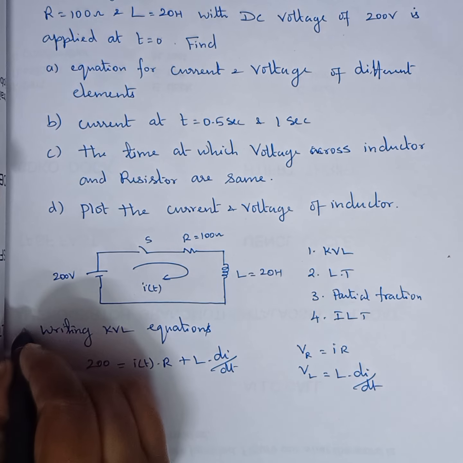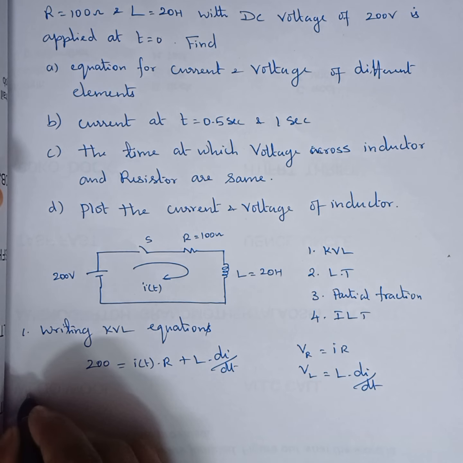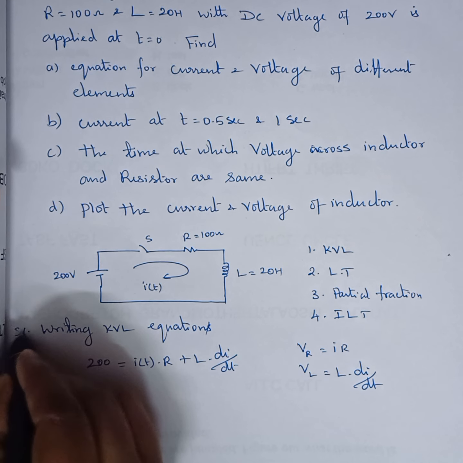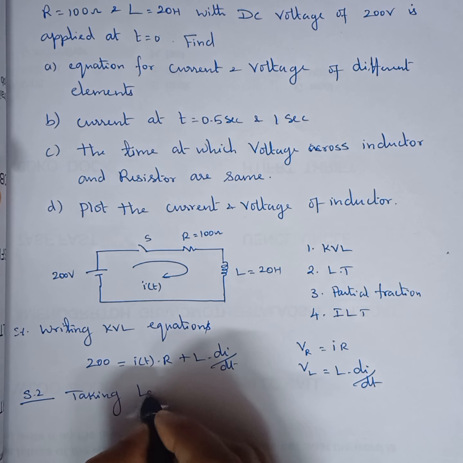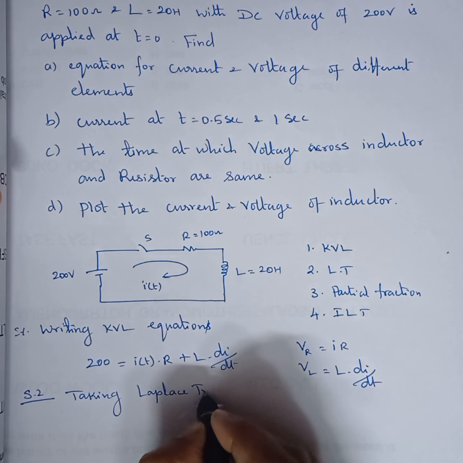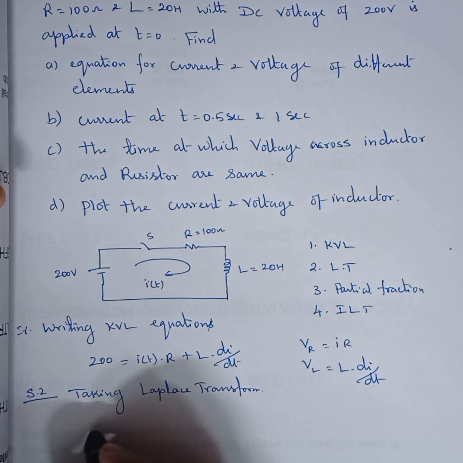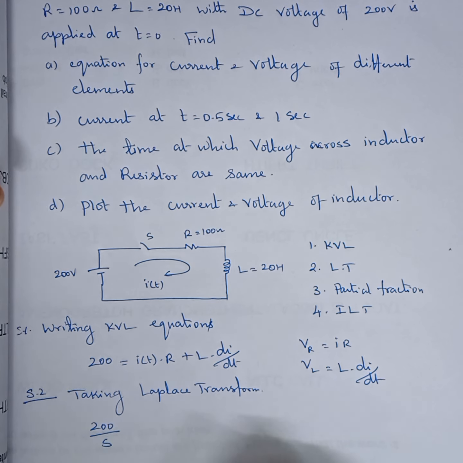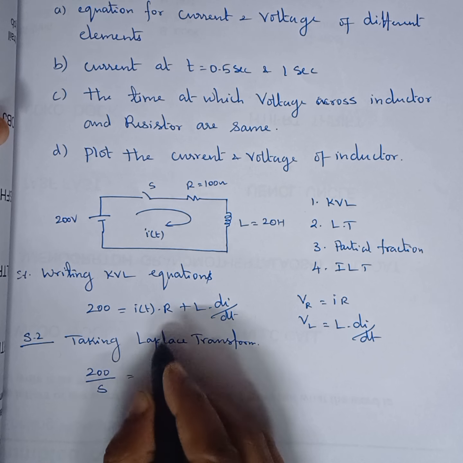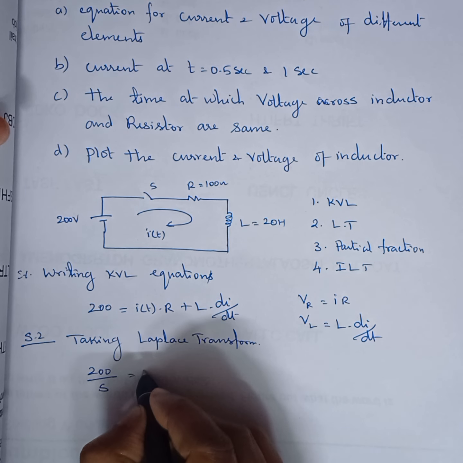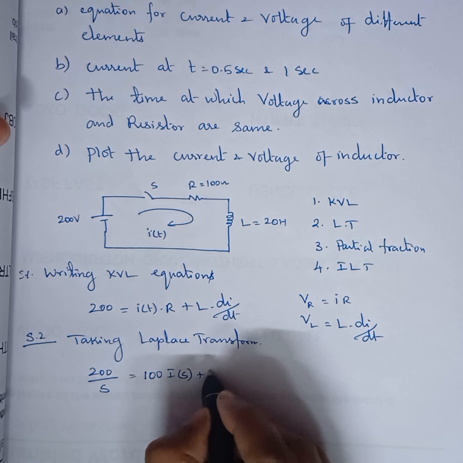This is the first step, as I said earlier. The second step is to take the Laplace transform. So step 1, step 2, taking Laplace transform of the above equation. For the constant you'll get 200 divided by S. Then R value we know, which is nothing but 100, so 100 into I of S, plus the L value, which we also know, just substitute.